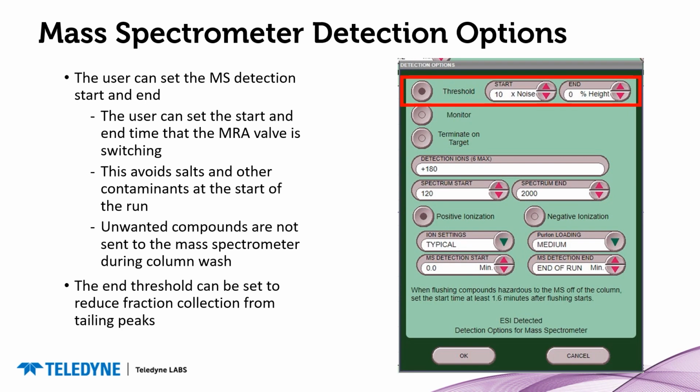Mass spectrometer peaks often tail beyond the UV, causing collection of many fractions that contain very little compound. An asymmetric threshold reduces collection due to this tailing. Mass spectrometers are noisy detectors, so the starting threshold is set to a multiple of the noise. The ending threshold is set as a function of the peak height so that small peaks can also be properly collected.